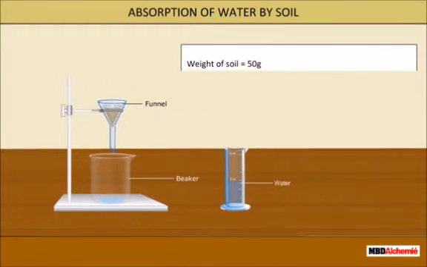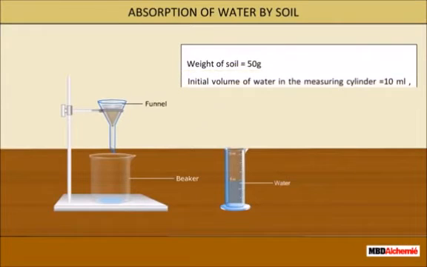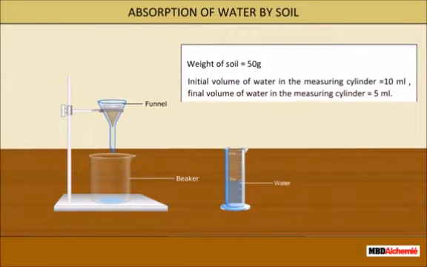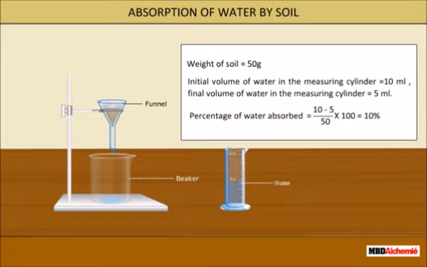Weight of soil is equal to 50 grams. Initial volume of water in the measuring cylinder is equal to 10 milliliters. Final volume of water in the measuring cylinder is equal to 5 milliliters. Percentage of water absorbed is equal to (10 minus 5) divided by 50, into 100, which is equal to 10%.